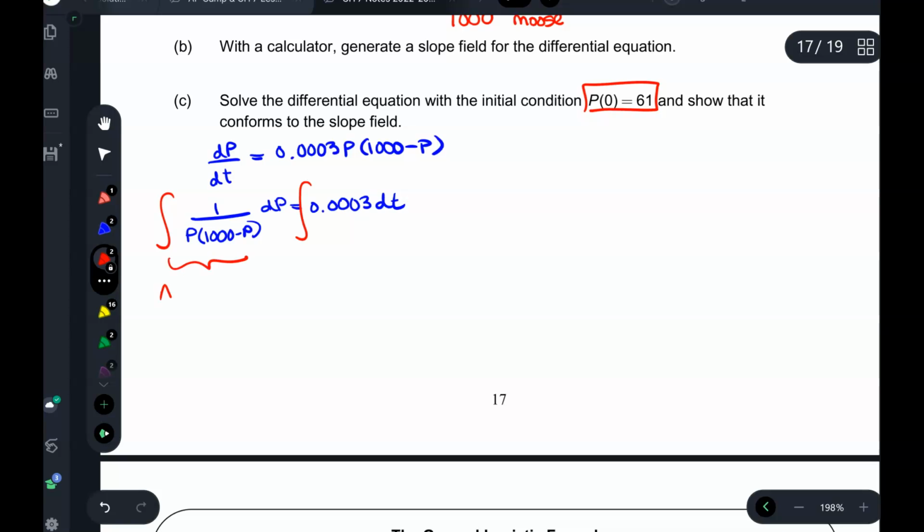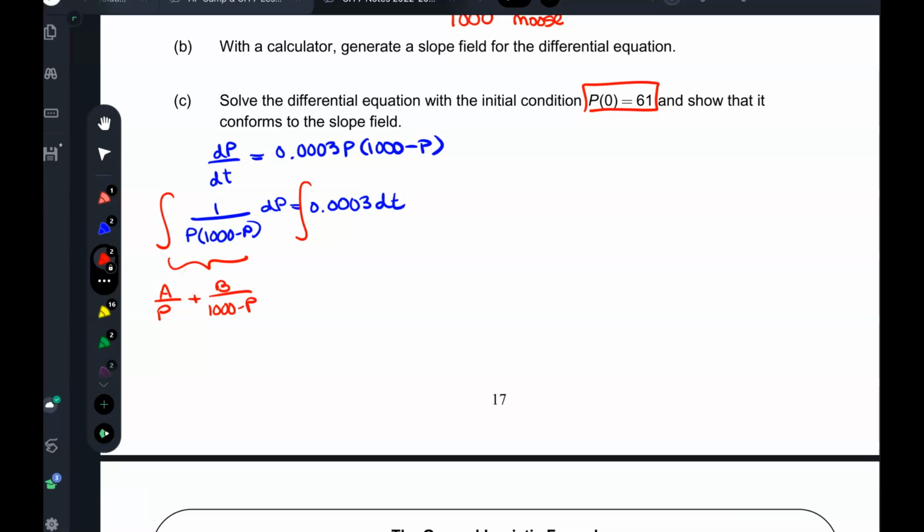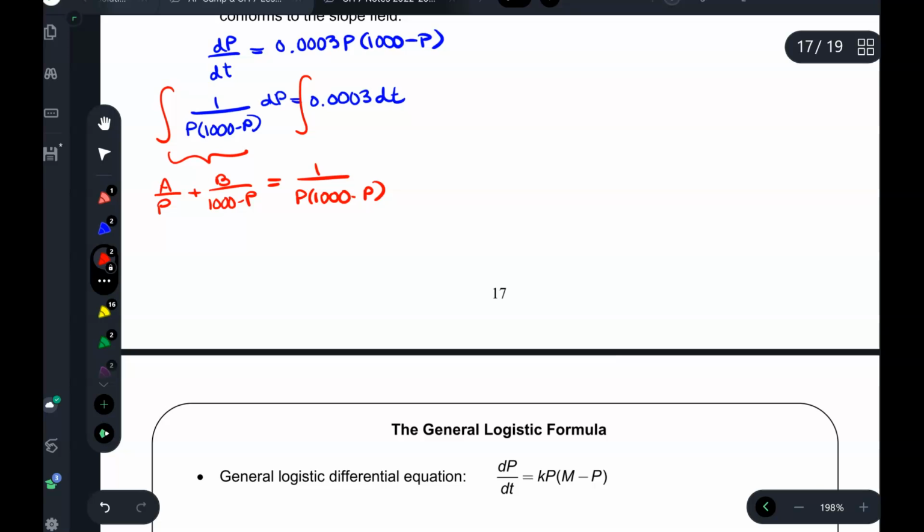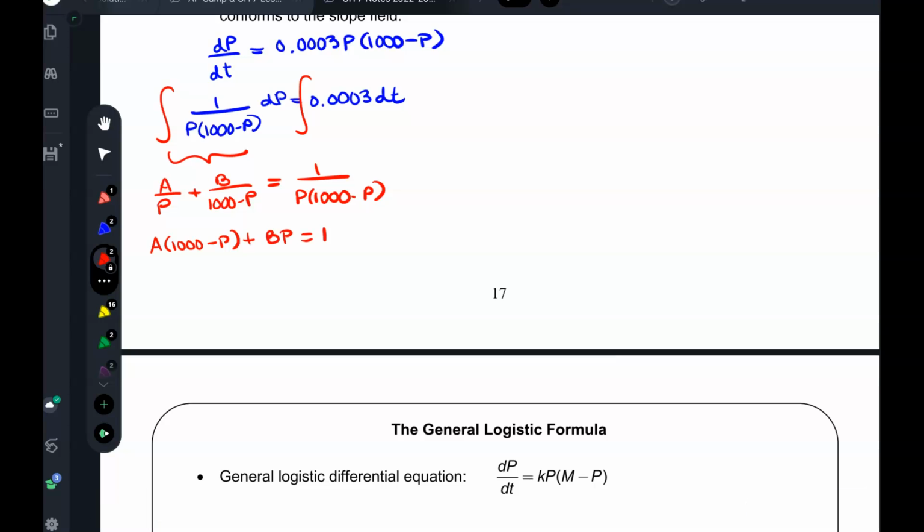So A over P plus B over 1,000. And every year I tell myself I gotta give you guys more room, and I don't, and I'm sorry. Okay, we forgive you. Yeah, you should. Okay, so we have A times 1,000 minus P plus BP equals 1. That's just pretty easy though.